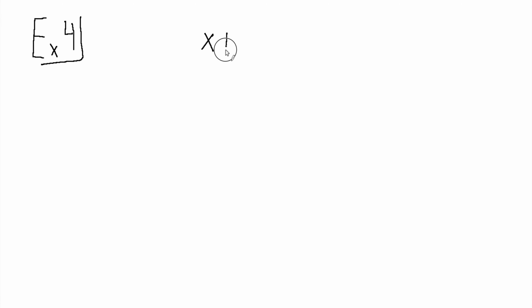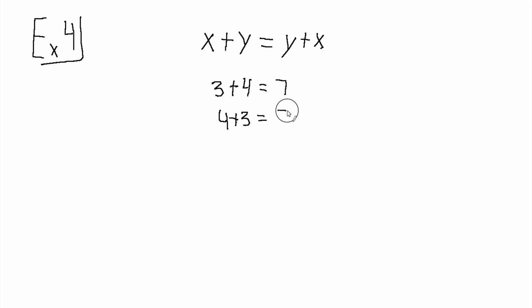Example number 4. Say we have x plus y would equal y plus x. Or we have 3 plus 4 equals 7, or 4 plus 3 equals 7. No matter which way you write it, they will equal the same thing. So when you're adding something together, it doesn't matter which of the numbers you add first, or which order you have them in. They will equal the same value. So 3 plus 4 is equal to 4 plus 3, however you want to write it.